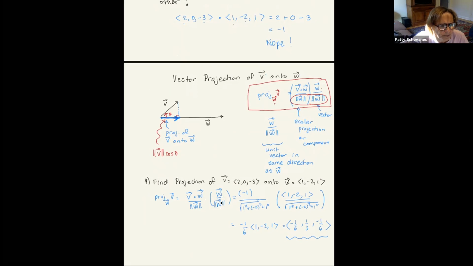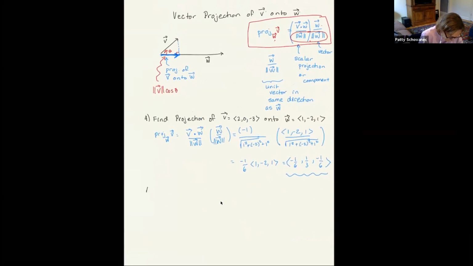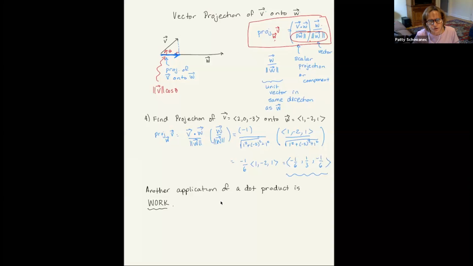Okay, so the next operation that we've got going on between two vectors is another application of a dot product. Another application of a dot product is work. Remember back at the beginning of the semester, we said work is done if a force is applied to an object and the object moves a certain distance. So work is going to be a number, a measure of this force and distance. So work is done when a force, a vector force, is applied to a distance.